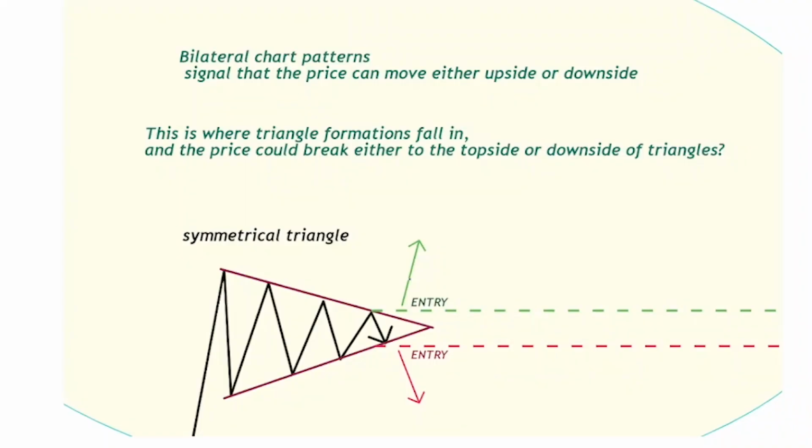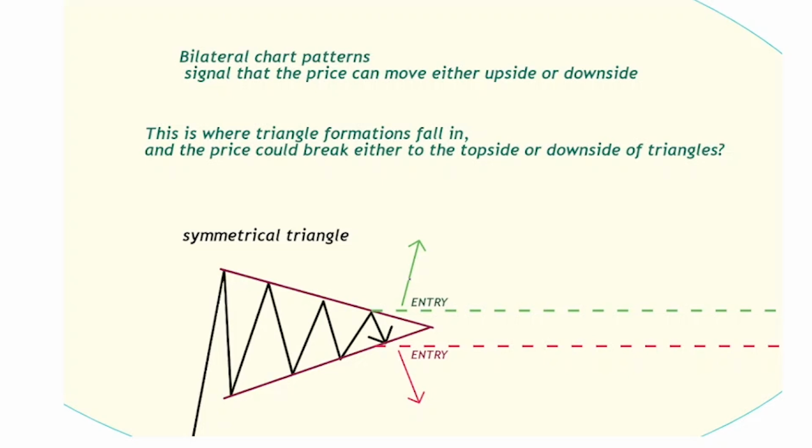Okay, welcome back. What is a bilateral chart pattern? This chart pattern signals that the price will move either up or downside. Okay, we don't have a specific direction of the market. This is where the triangle formation falls in, and the price could break either the top side or the downside of a triangle. So that is where you see triangle formation where the price consolidates, and then we end up waiting on the breakout of either upside or the downside. That's where we are going to be catching an entry to take a buy or a sell.